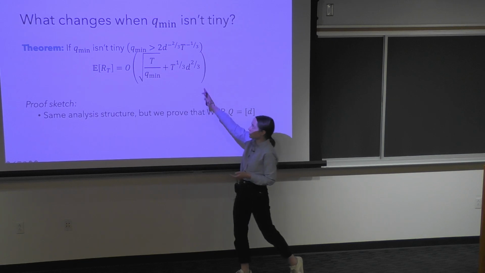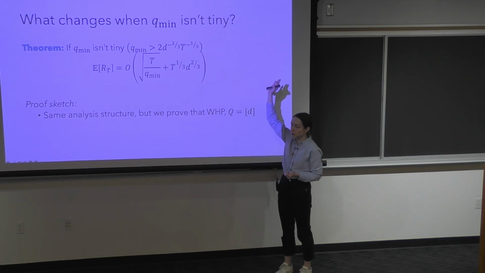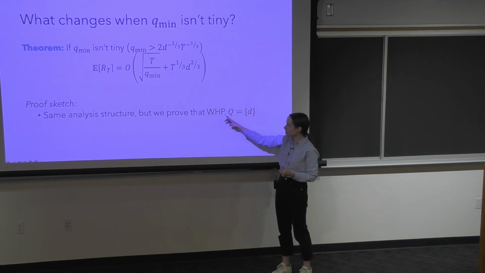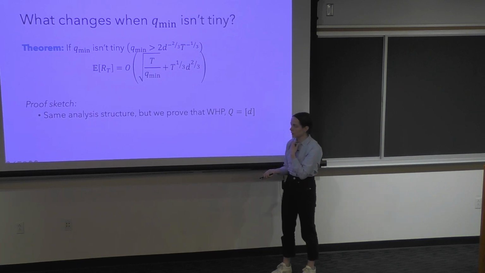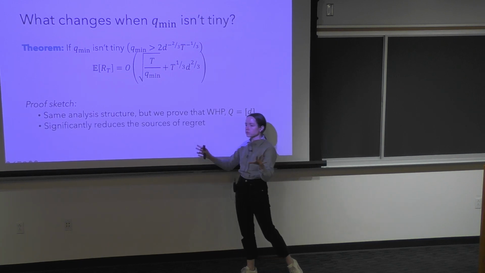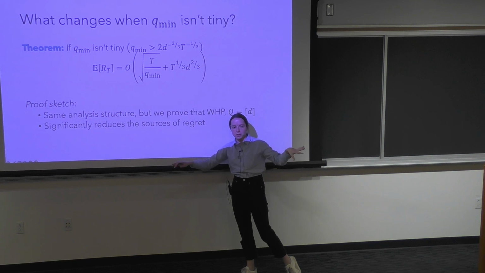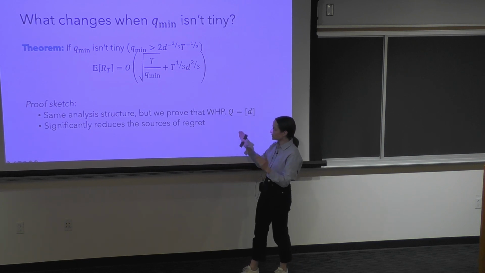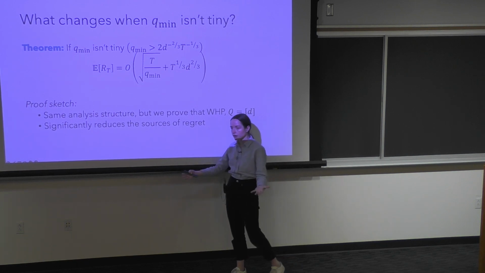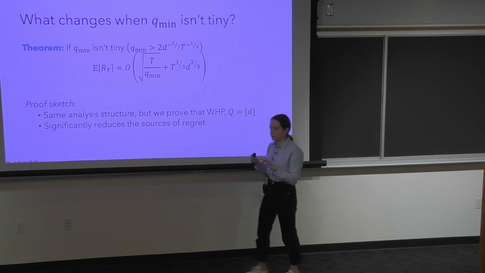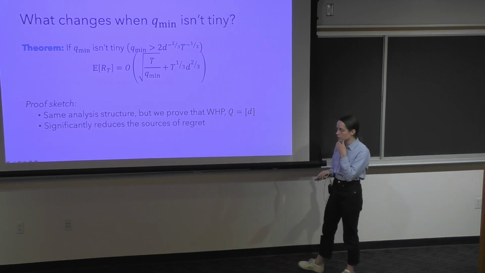And that makes sense because the whole point here is that Q min is not tiny in this part of the analysis. So Q is the entire set D. And this means that we don't have to worry about optimizing revenue but ignoring some types or anything like that. We can just optimize revenue with respect to the entire set of all types. And this significantly reduces the different sources of regret.